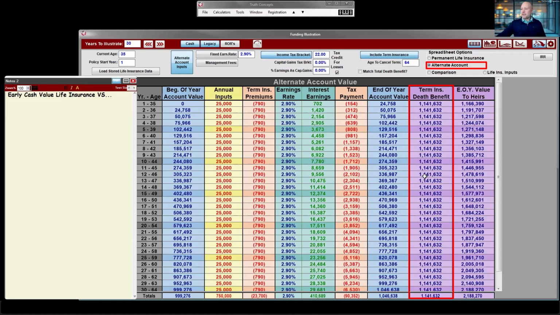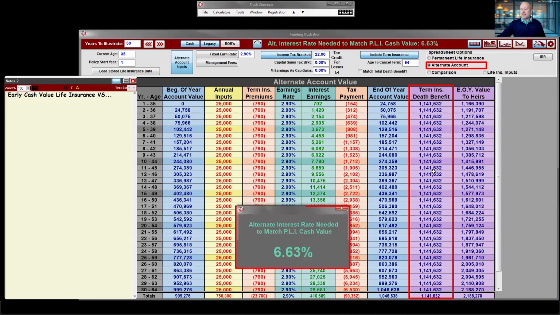And so now when I click on this button, you'll see the cost of the term insurance and its effect over time on the high yield savings account. The high yield savings account would have to get 6.63% now. It used to be 6.4%, but due to the cost of term insurance over those 30 years, it would now have to get 6.63% every single year for 30 years to be equivalent to the internal rate of return and the cash value availability that you would get in the early cash value whole life insurance policy.